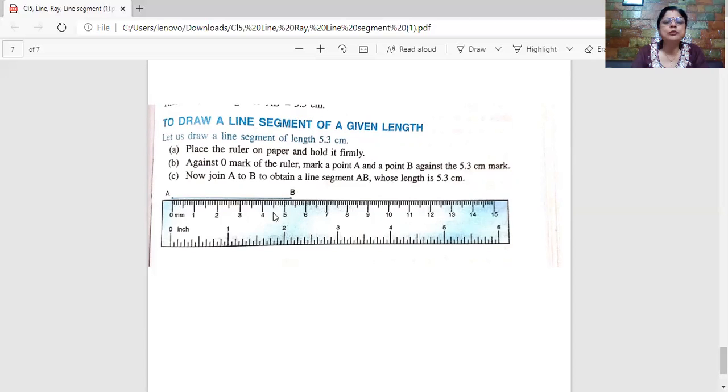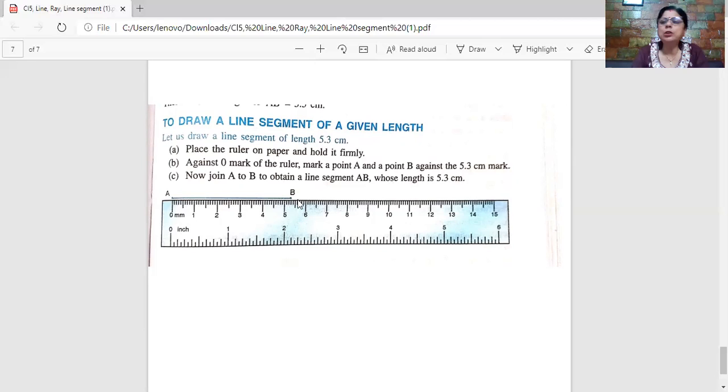Now suppose you have to draw a line of 4 centimeter. You'll mark a point at 0 and then count 1, 2, 3, 4. At 4, you'll mark another point and write B, or you can write P and Q, whatever you want, capital letters, and then join it. So that is how you draw a line segment of a given length.